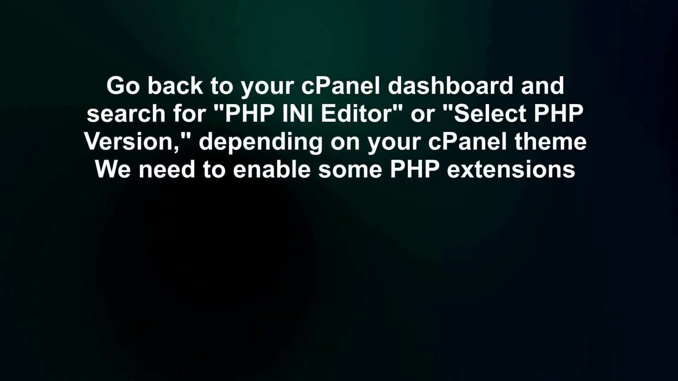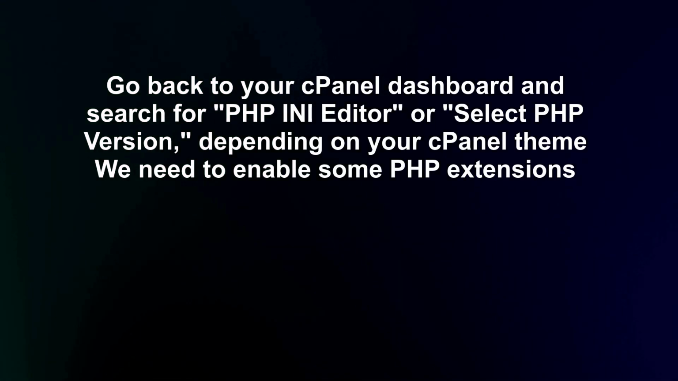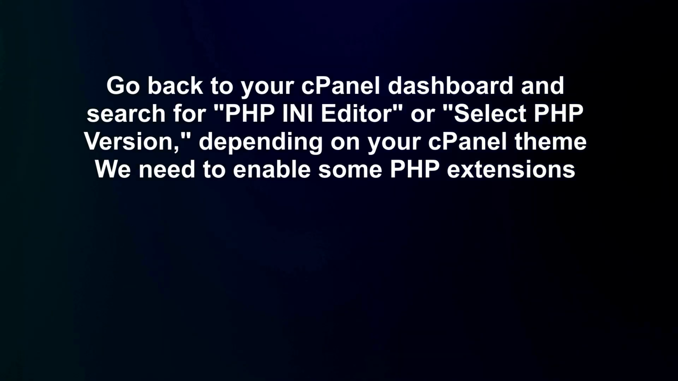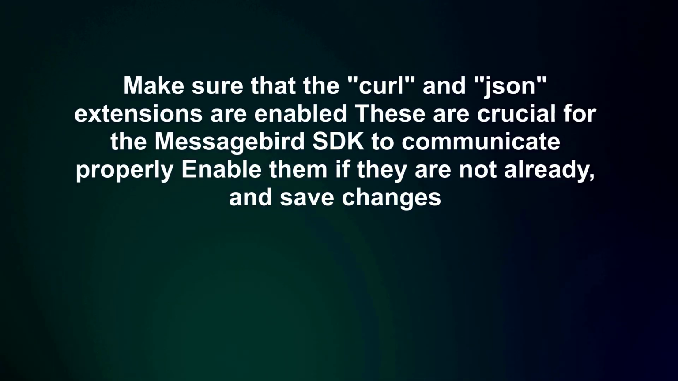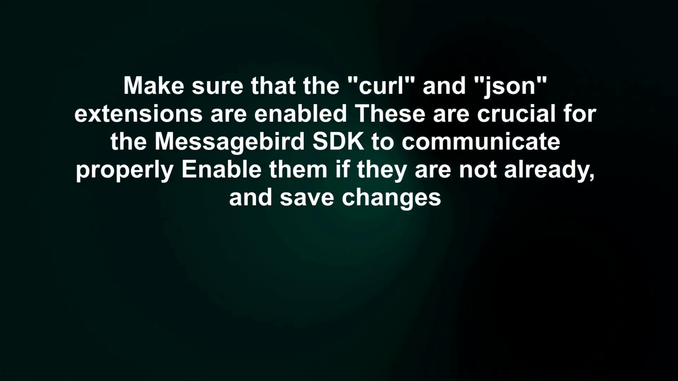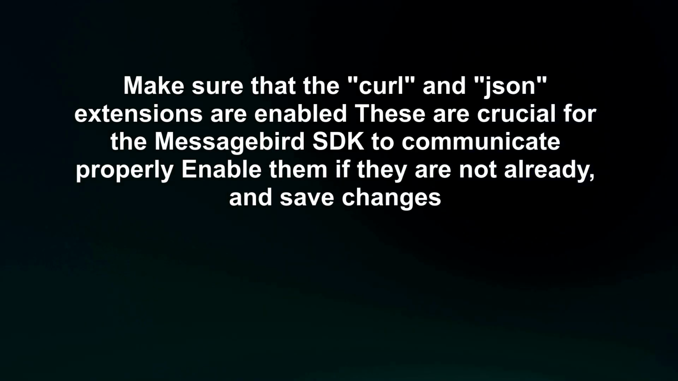Go back to your cPanel dashboard and search for PHP in the editor, or select PHP version. Depending on your cPanel theme, we need to enable some PHP extensions. Make sure that the cURL and JSON extensions are enabled. These are crucial for the MessageBird SDK to communicate properly. Enable them if they are not already, and save changes.